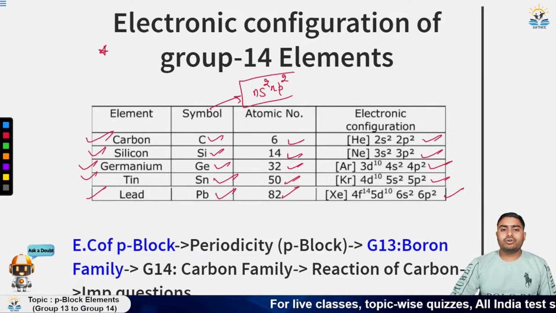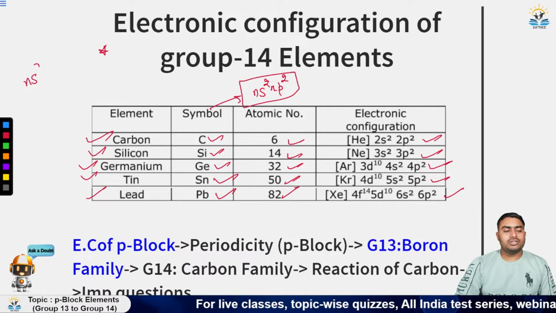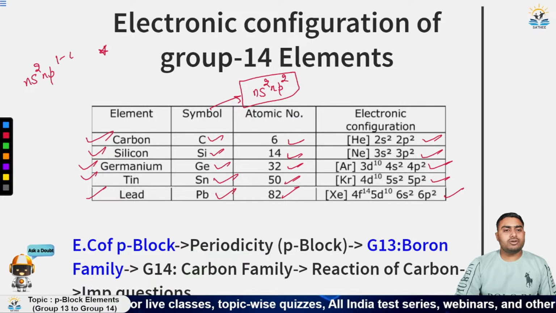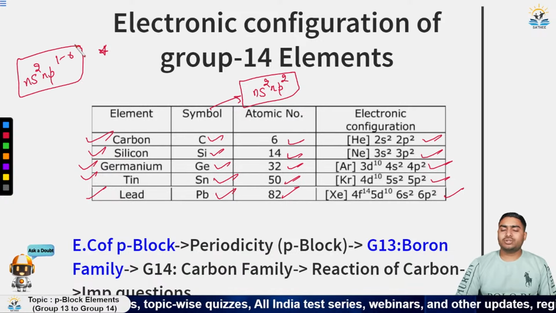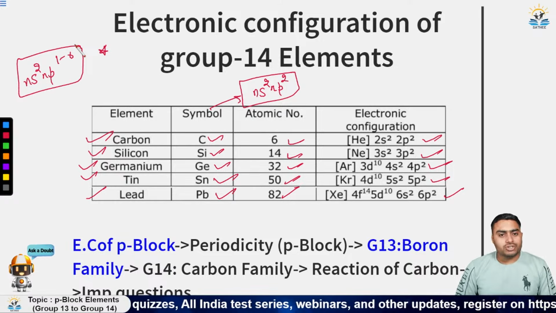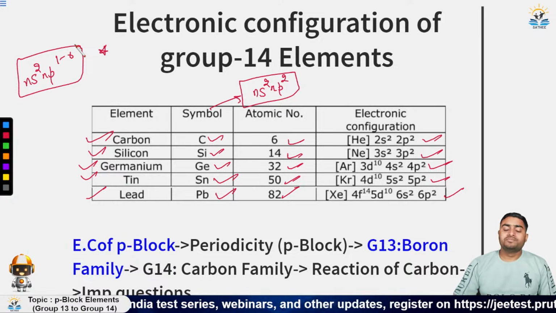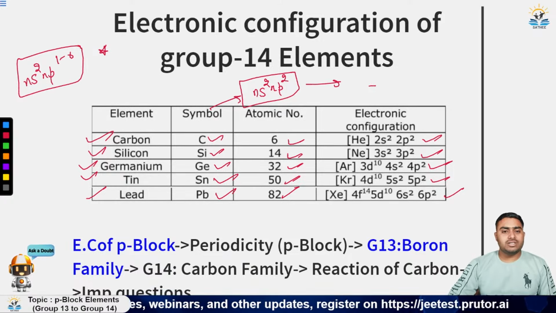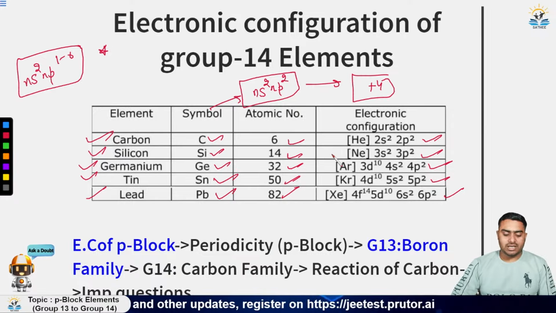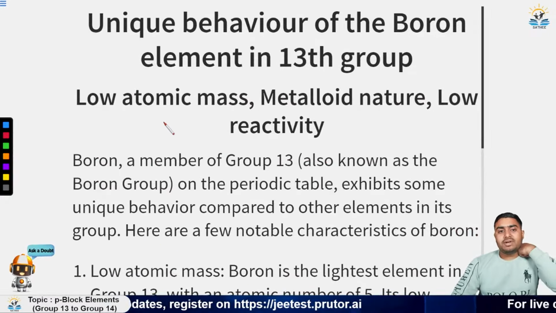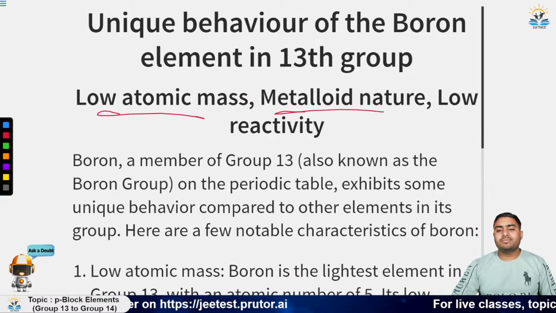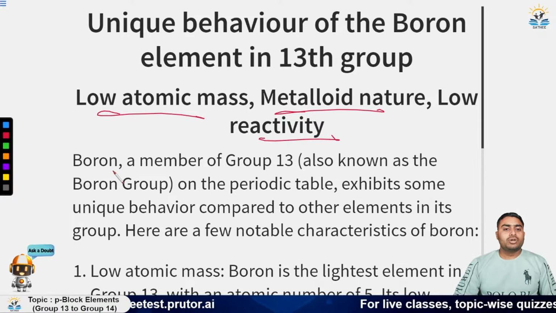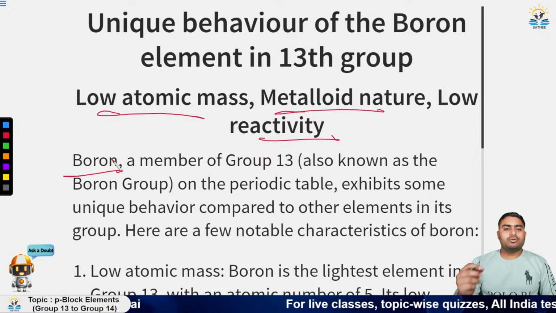The general electronic configuration for the entire p block is ns2 np1 to 6. The general electronic configuration for the boron family is ns2 np1. The general electronic configuration for the carbon family is ns2 np2. That means the general oxidation state of the carbon family is +4, right? So let's discuss the next point. First of all, I want to discuss low atomic mass, metalloid nature and low reactivity. So let's discuss something about boron as well.